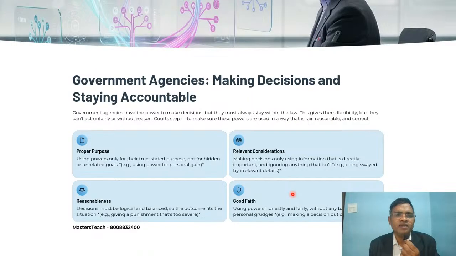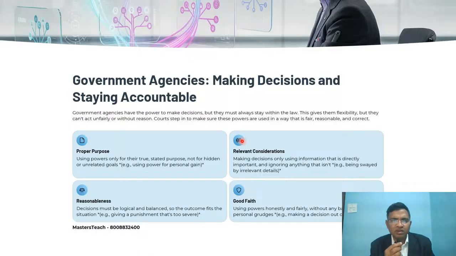Okay, then government agencies making decisions and staying accountable. As government administrators, or sub-administrative people, they should be accountable for their work when they are making decisions. So the government has the power to make decisions, but they must always stay within the law. They should not cross the law that is laid down. This gives them flexibility, but they can't act unfairly without reason.